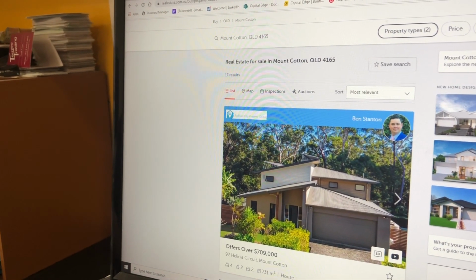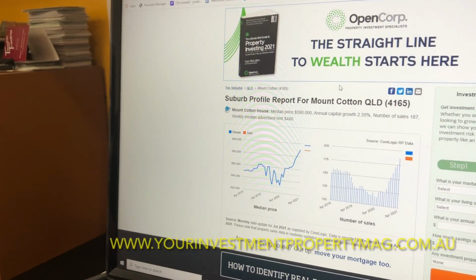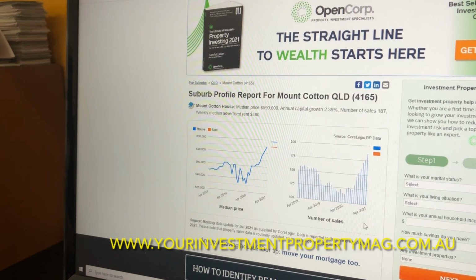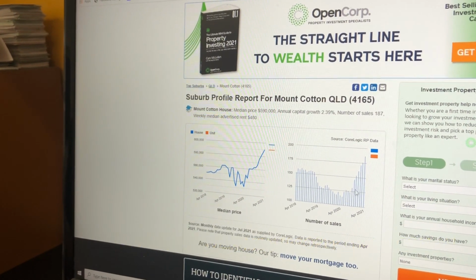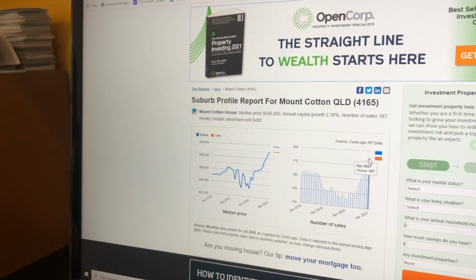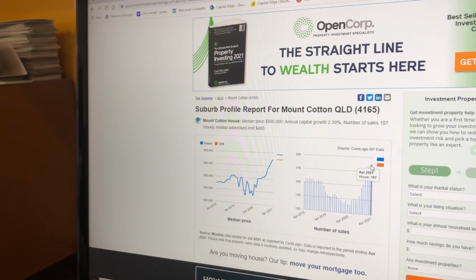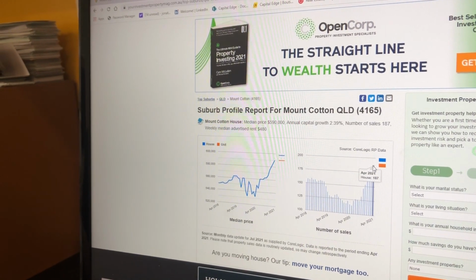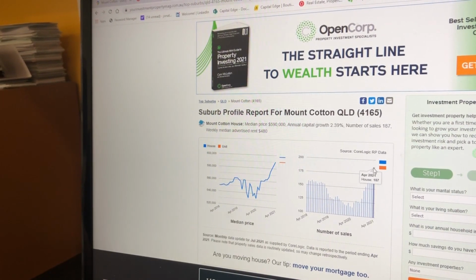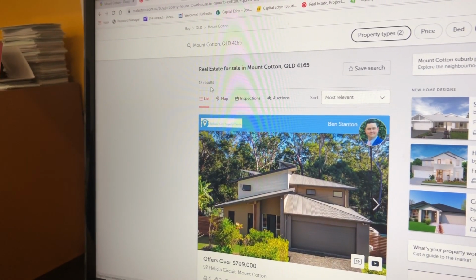Now, that's our supply. The actual demand, I use this website called Your Investment Property Magazine. We can see here, this is a rolling yearly average of how many properties or houses sell in Mount Cotton. So you can see there in April, the average for 12-month period was 187. So this is our demand. 187 people every year want to buy a property in Mount Cotton, whilst our supply is only 17.